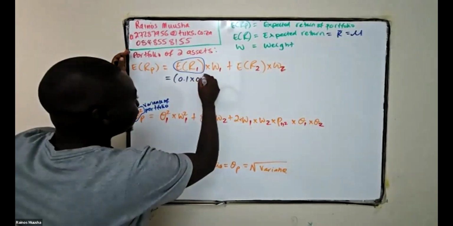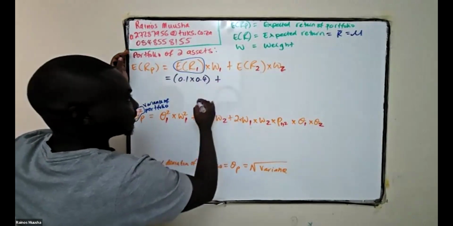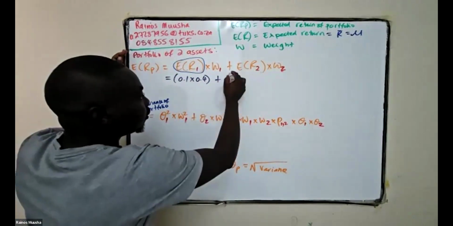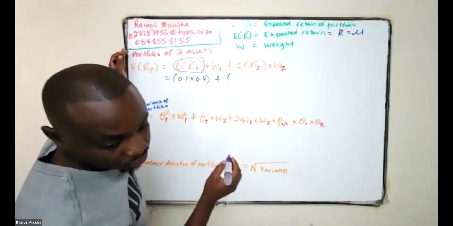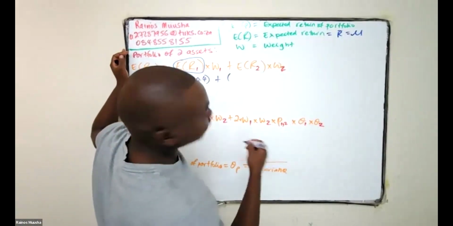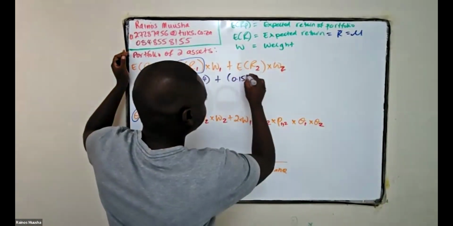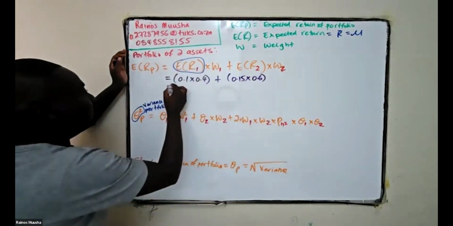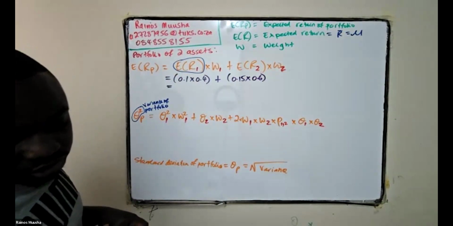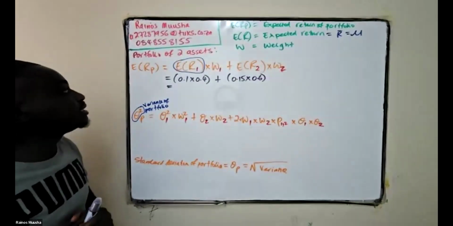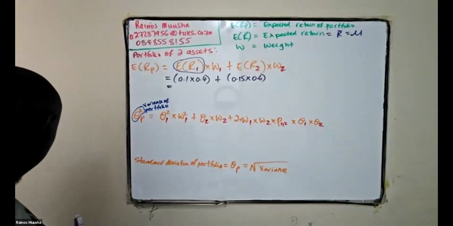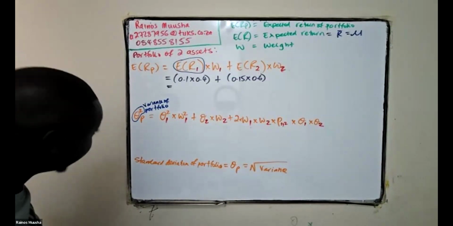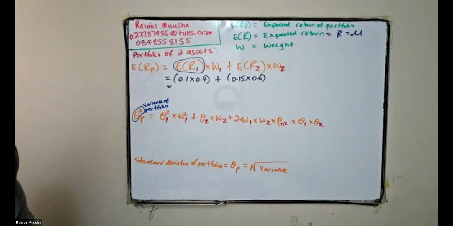Remember we said asset 1 will give you the weighting of 0.4, plus the expected return of asset 2. We were told in the question that the expected return of asset 2 is 15%, which is 0.15, and the weighting of asset 2 is 0.6. Given this information, how much would we get as the expected return of the portfolio? If you do the calculation, how much do you get?